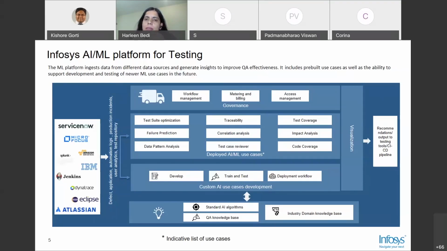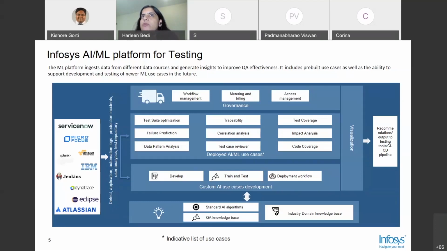Another use case I want to speak about is coverage. This is one of the very important parameters for testers. We always want to know by the end of our testing what the code coverage and the functional coverage are. There are pre-built models here which will give you both the code coverage after the execution is done, as well as the functional coverage.